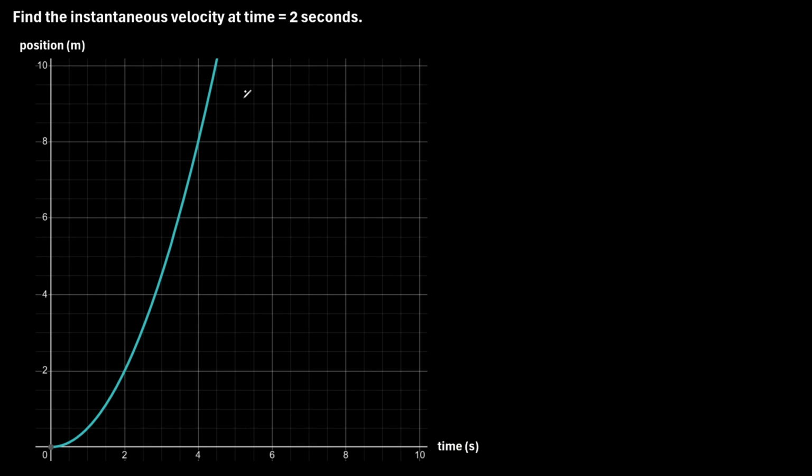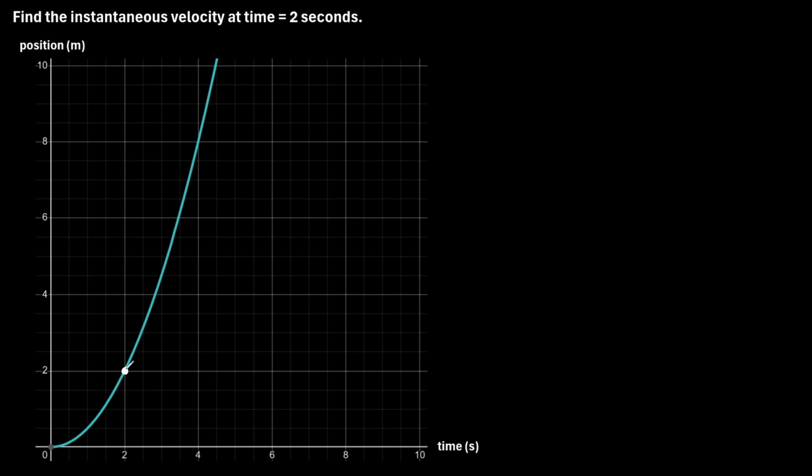How can we do that? What we need to understand is that when we're given a position versus time graph like this, the instantaneous velocity of the object is simply going to be the slope of this line right here at a particular time. In this case, we want to know the instantaneous velocity at time equals 2 seconds. So we're going to look at our x-axis, that's our time axis, and identify 2 seconds right here. Then we're going to see what point on the line corresponds to 2 seconds. That would be this point right about here.